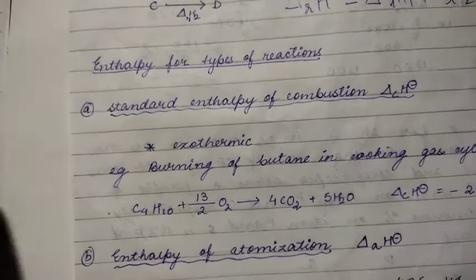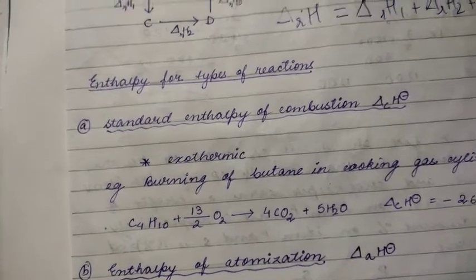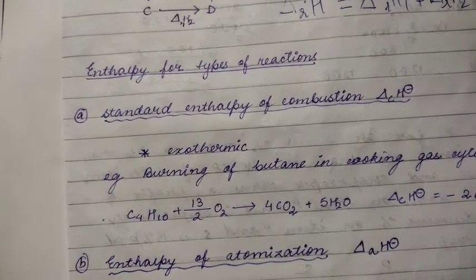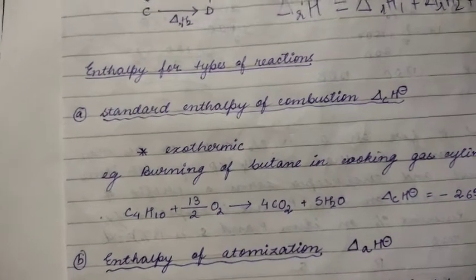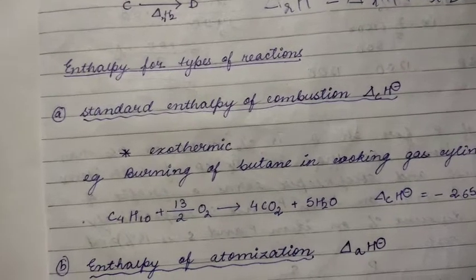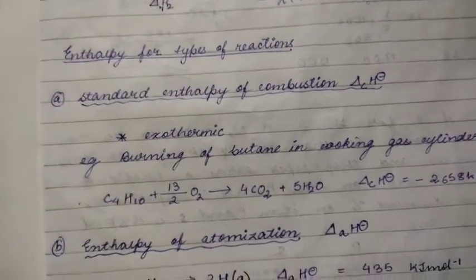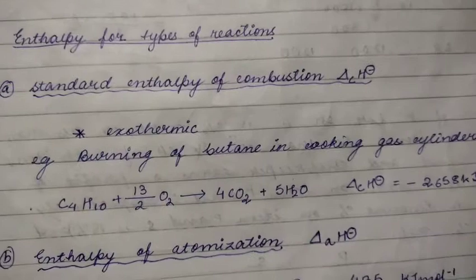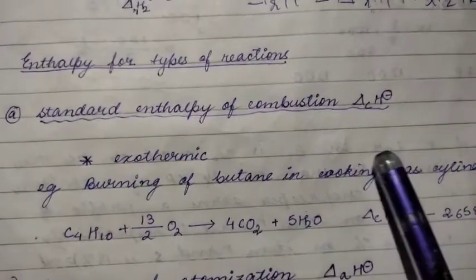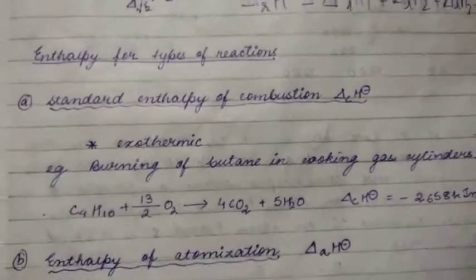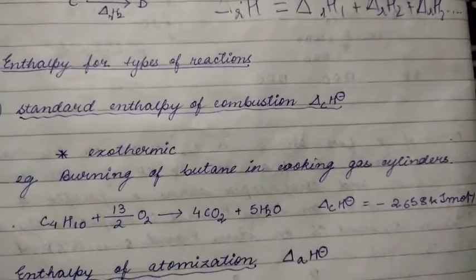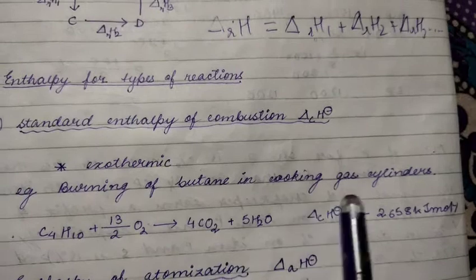And whenever heat is evolved, that process is known as an exothermic reaction or exothermic process. Clear? So exothermic means heat is released. In that case, we will call that standard enthalpy of combustion, which is designated as delta CH naught. Clear? Now, for example, burning of butane in cooking gas cylinders.